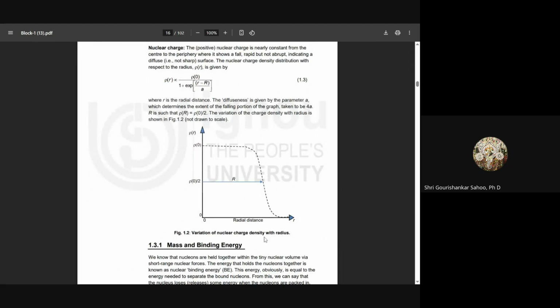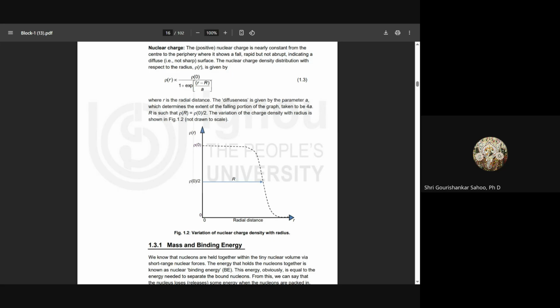Then your nuclear charge. You know, the nucleus has protons and neutrons. Protons are positively charged. So the net nuclear charge is positive and is nearly constant from the center to the periphery, where it shows a fall, rapid but not abrupt, indicating a diffuse surface, not a sharp surface.